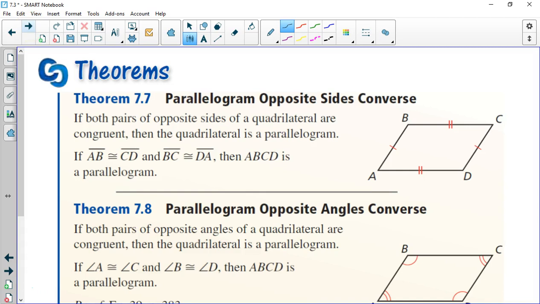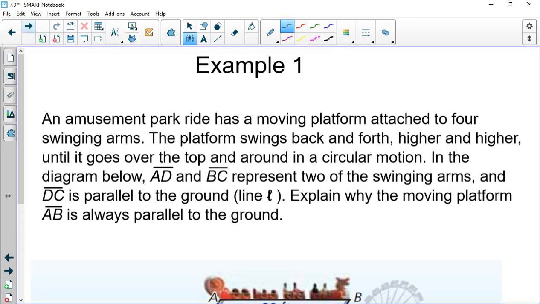Okay, 2 new theorems that are really just the opposite of what we've already done. In the previous section we said if we have a parallelogram, opposite sides and opposite angles are equal. Well, the converse of that, remember we just switch hypothesis and conclusion, is if we know the opposite sides are equal and the opposite angles are equal, then we have a parallelogram. So just go in the other direction.